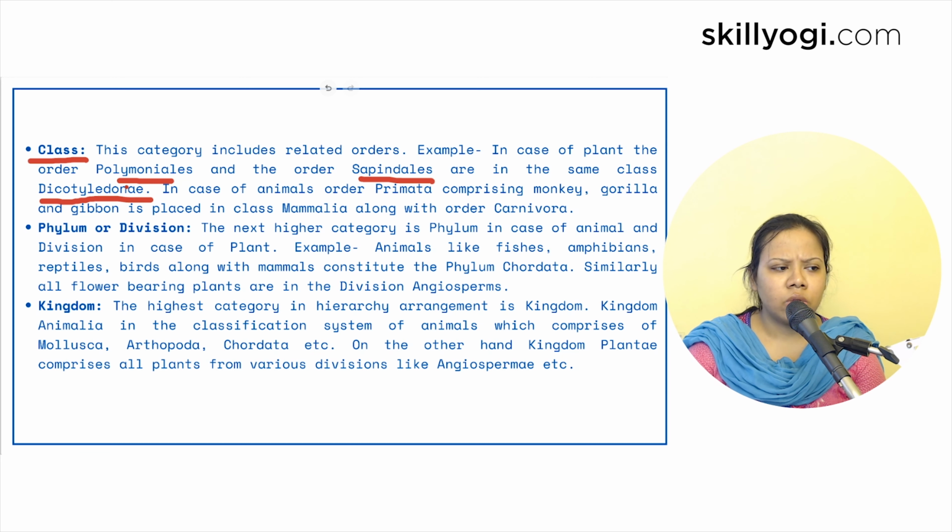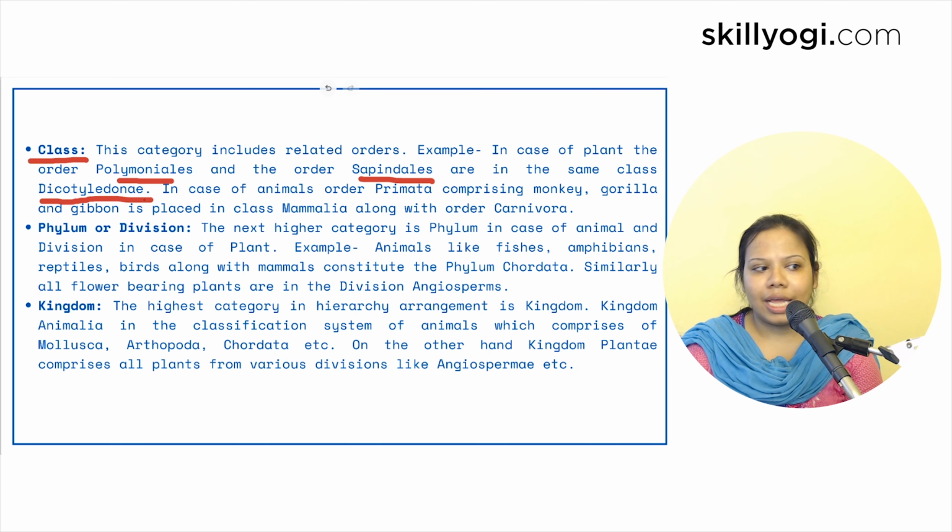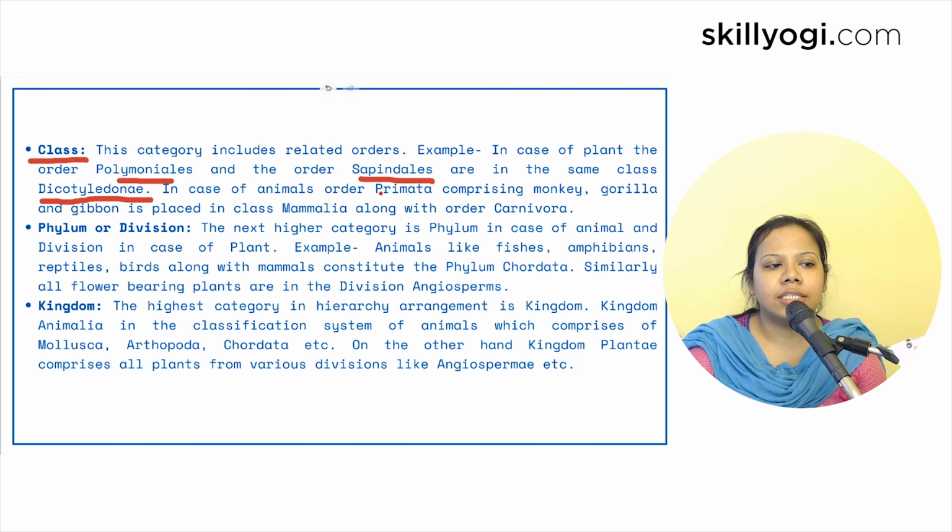Dicotyledons, you can say, comprise two orders, that is Polymoniales and Sapindales. Animals also have some orders, that is the order Primata. Primata comprises monkey, gorilla, gibbon, etc.